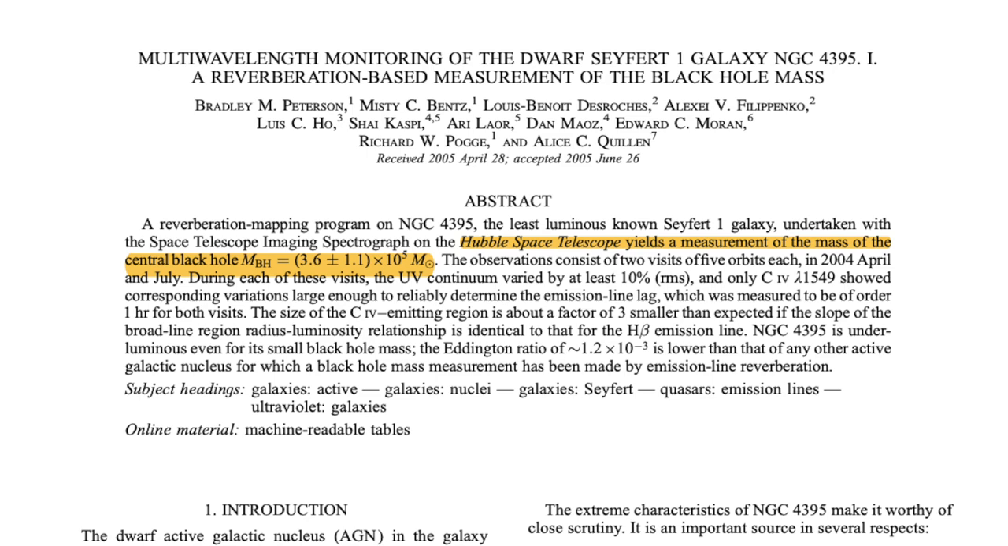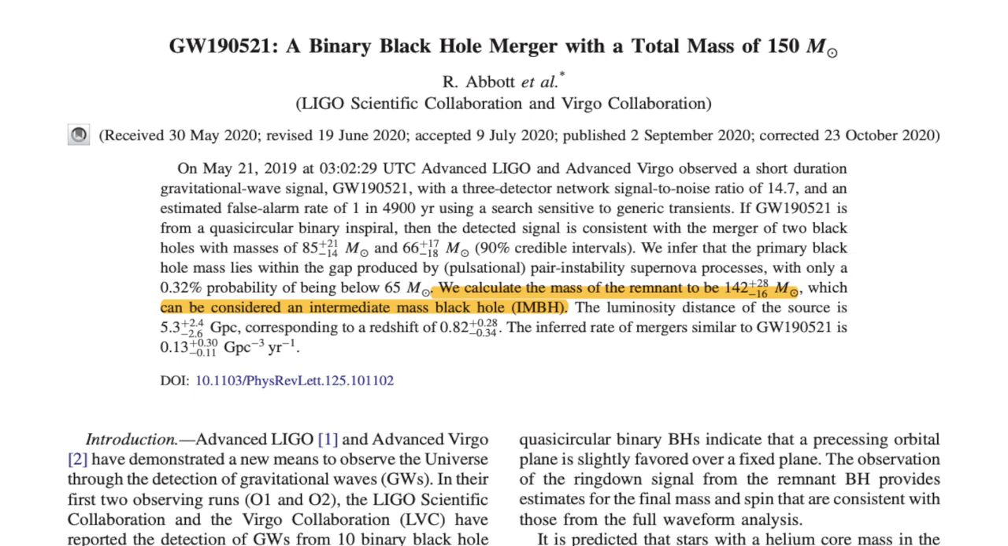It's about 10 times less massive than the Milky Way's black hole. Now, if you're being pedantic, you could argue that that was just the tail end of the supermassive black hole distribution. Just like when LIGO recently announced they detected gravitational waves from the merger of two stellar mass black holes that gave a remnant black hole of 142 times the mass of the sun, which you would technically class as an intermediate mass black hole, but again, you could argue it was just the tail end of the stellar mass black hole distribution.